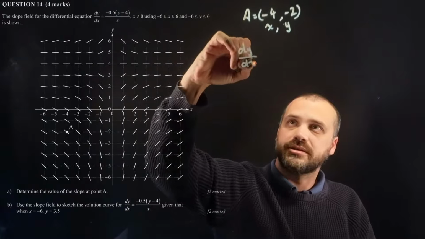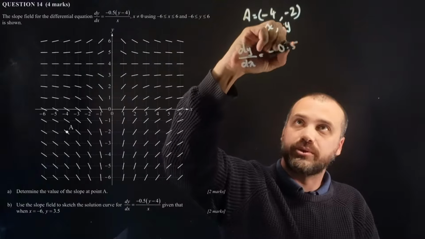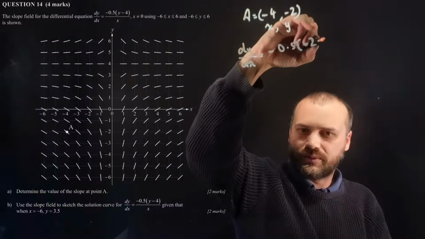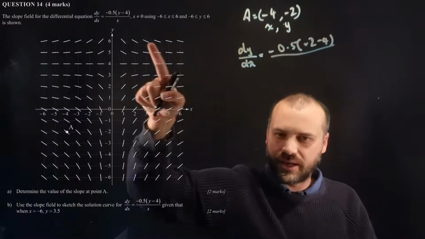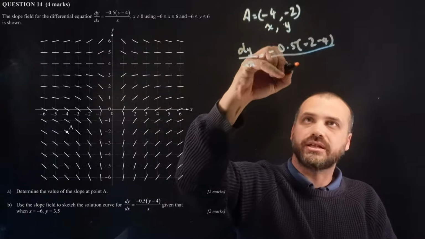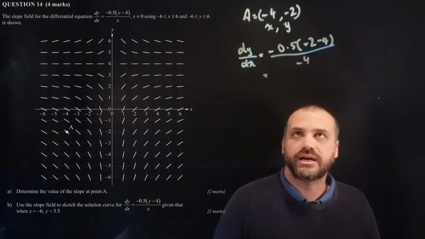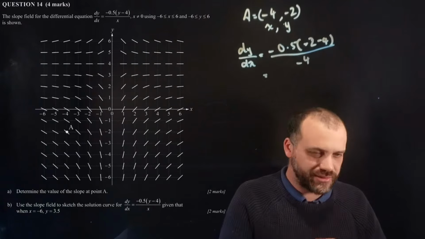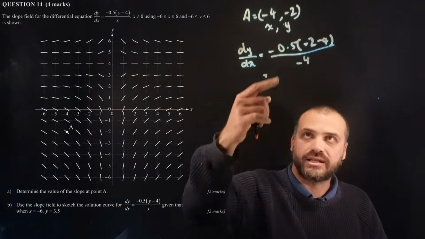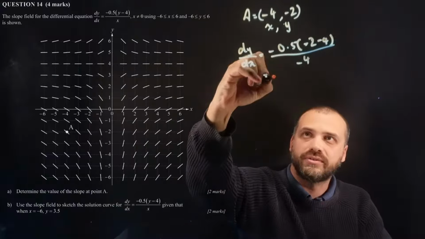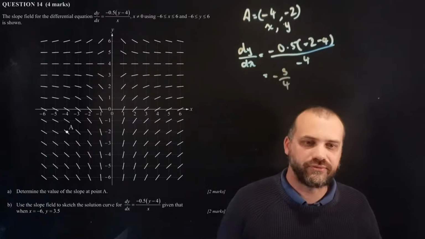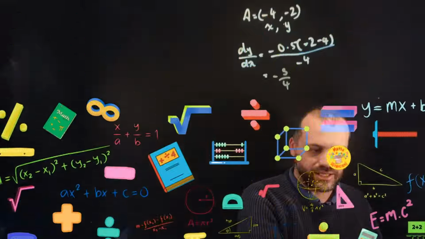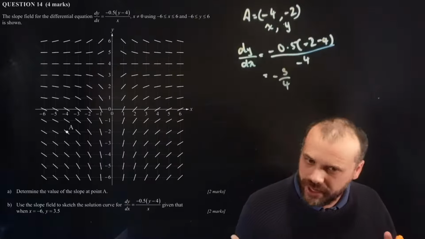So dy dx equals -0.5, and then we're putting our y value in, which is -2, so -2, and then we've got a -4 on the end, and then we're dividing that by x, which is -4. Okay, this is -6, and then -1/2 multiplied by -6, so that's going to give me 3, and then 3 divided by -4, that's -3 on 4. That's my answer. Part A, done. That's all I needed. -3 on 4 is my answer. Celebrate that one.